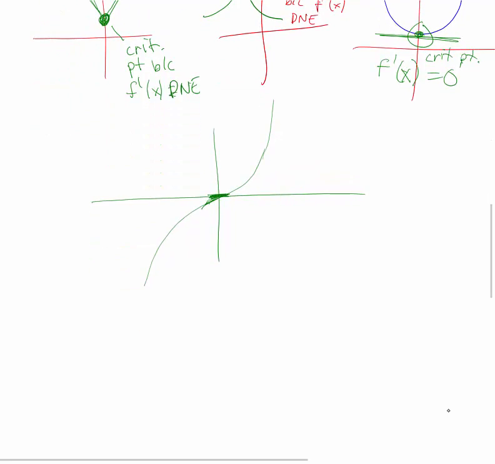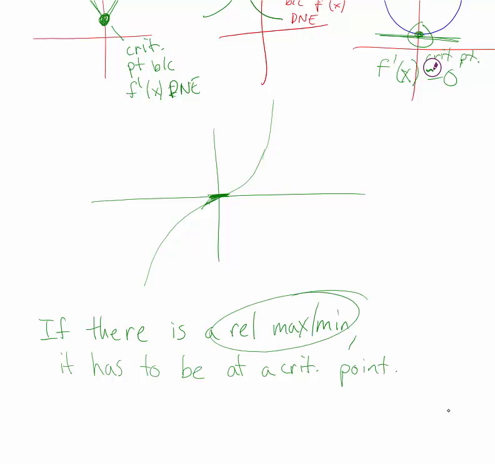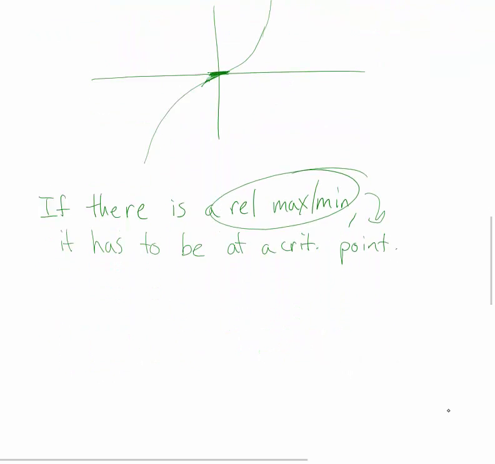But the opposite is true. If there is a relative maximum or minimum, it has to be at a critical point. So it can't be at one of those endpoints. So relative maximums and minimums, basically, those always happen at critical points.